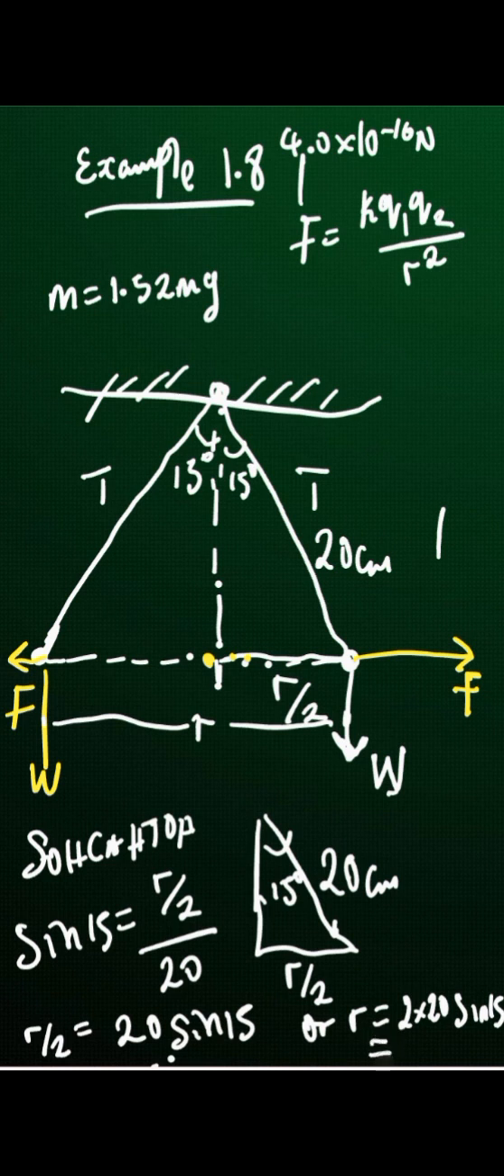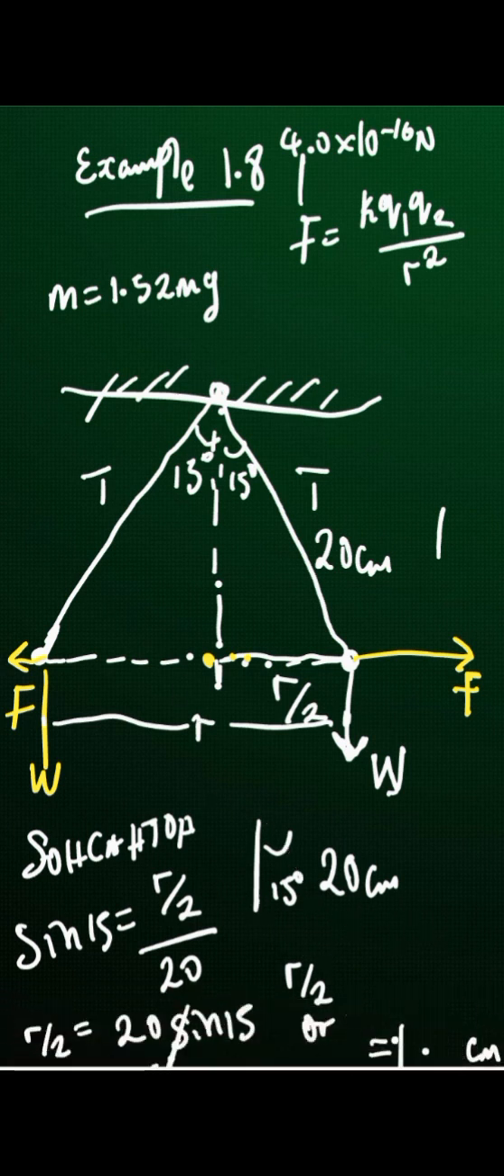So 2 times 20 sine 15 is 10.35. Are you getting it now? It's 10.35. So here, that means our r is 10.35, that's in cm. 10.35 cm. So we have gotten our r. We have gotten our force. So we can now solve.